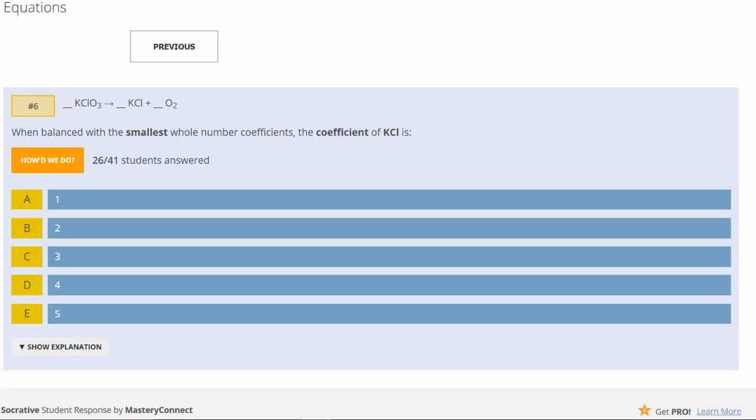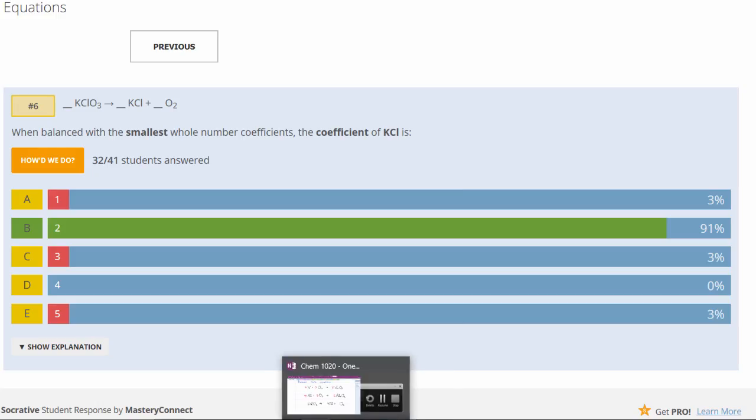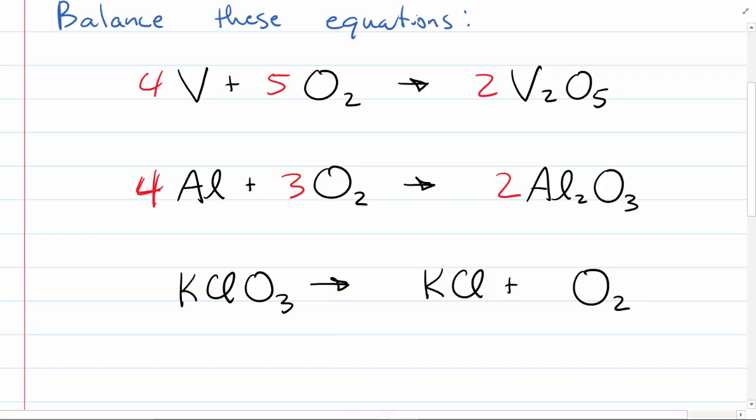I'll give you 10 seconds. 5, 4, 3, 2, 1. Answer here, great, is a 2. And it is a 2 because from left to right we have a 2, 2, and 3.